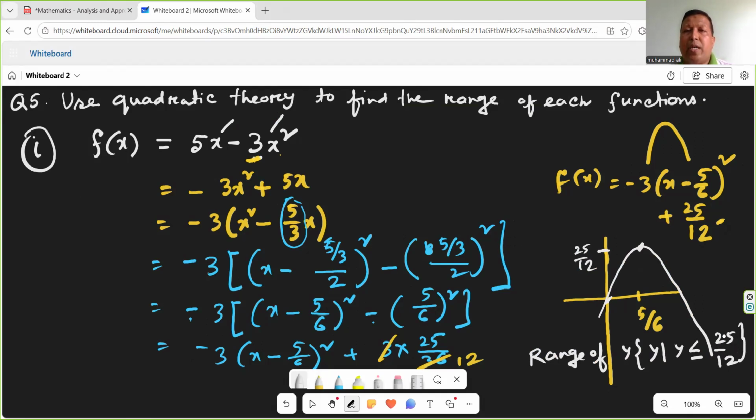So I hope everybody understood this maths. If you have a good command over sketching the curve, you can easily find out the range of any function.